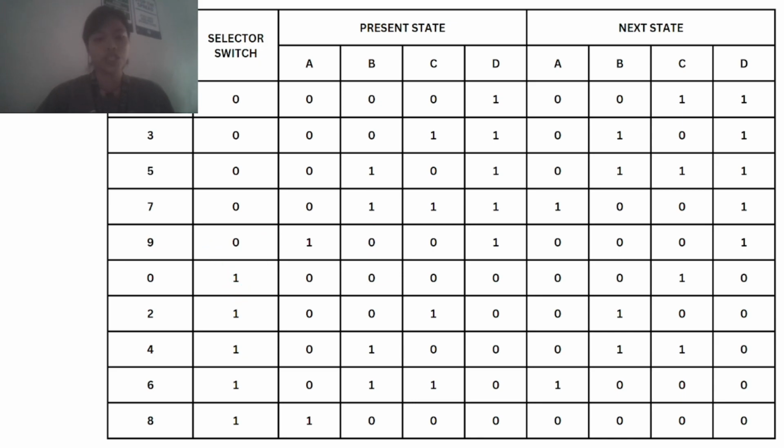Then when we turn on the switch, the selector is 1, and the present state will display 0 in binary. Then on the next state, it will display the binary number of 2. Then the 2 here will be copied as the binary number in the present state, and the next state will be 4, and so on.